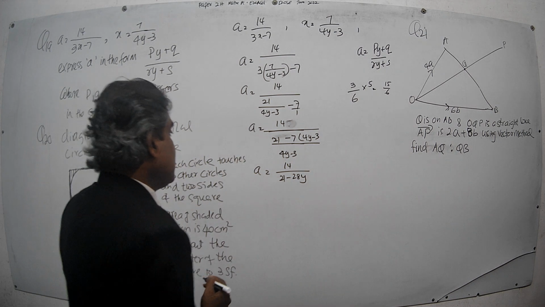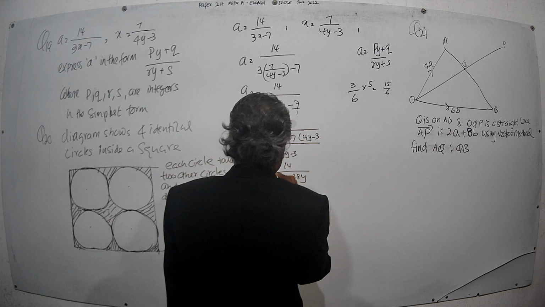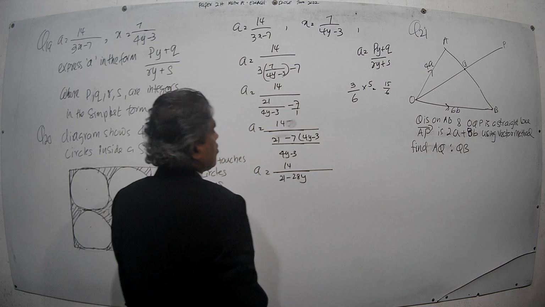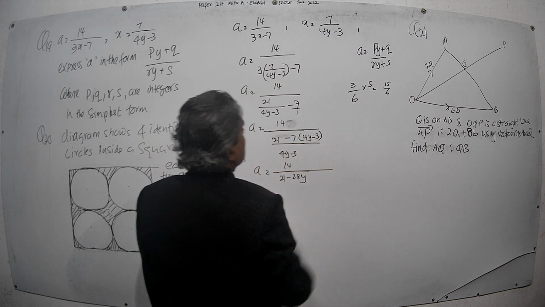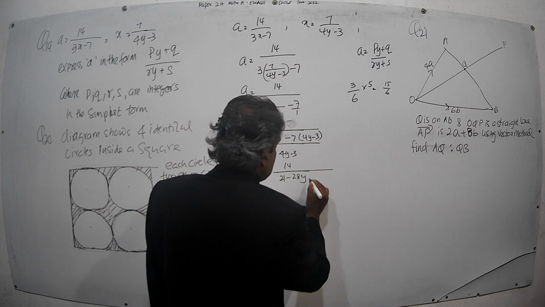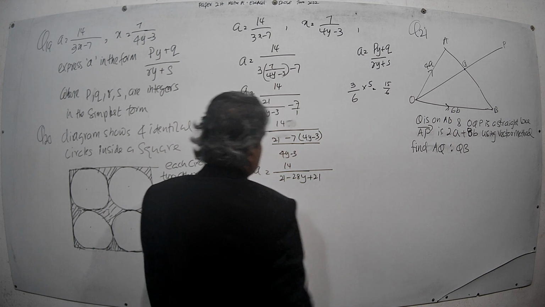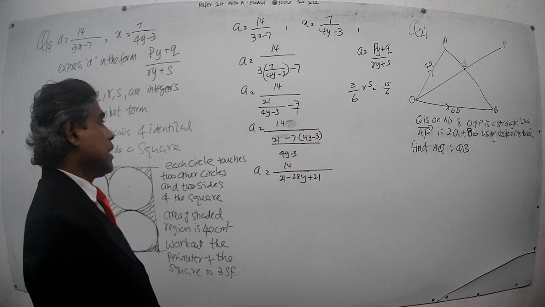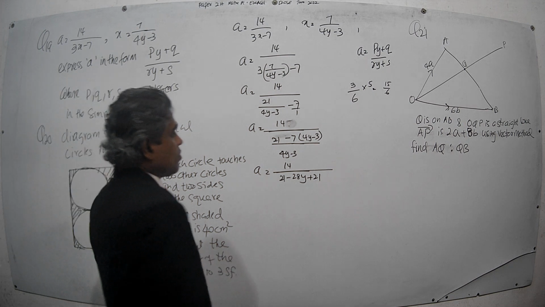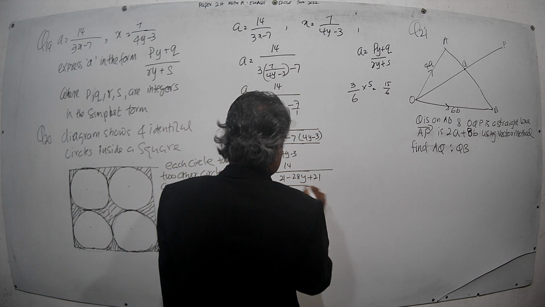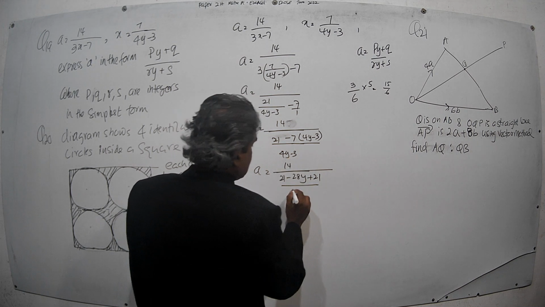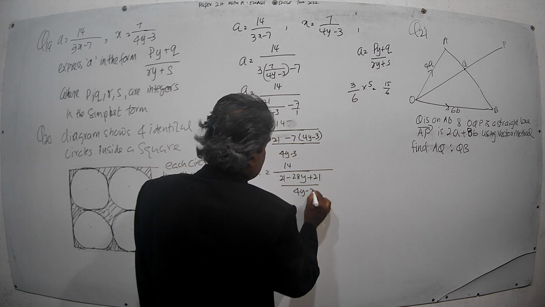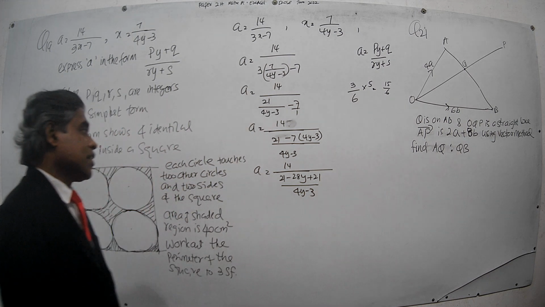Minus 28y. Then minus 28y. Then again minus 7 times minus 3 is how much? Plus 21. Okay. Minus 7 times minus 3 is plus 21. Then over this, 4y minus 3. 4y minus 3. Okay.